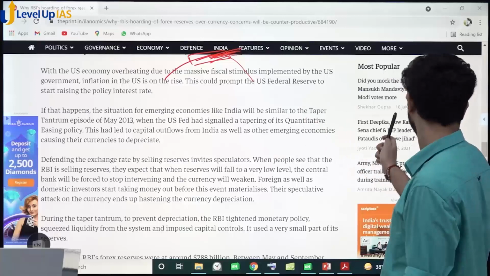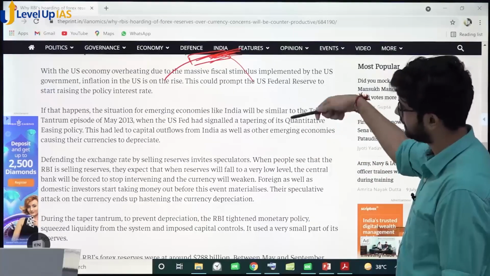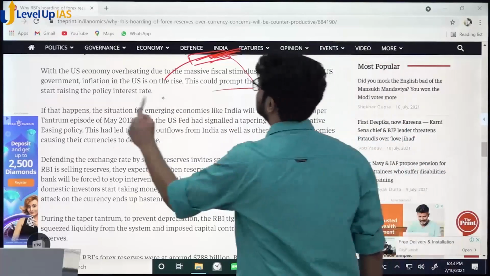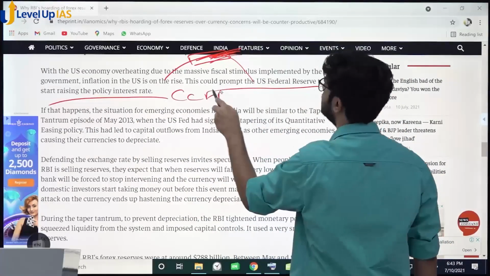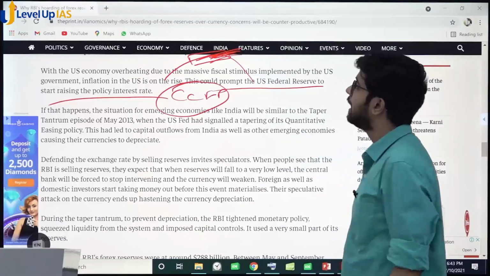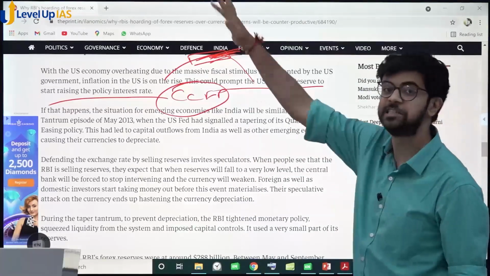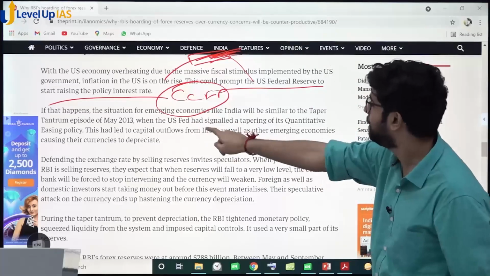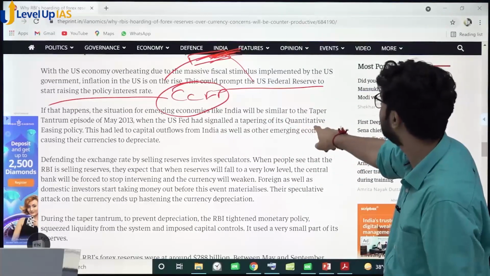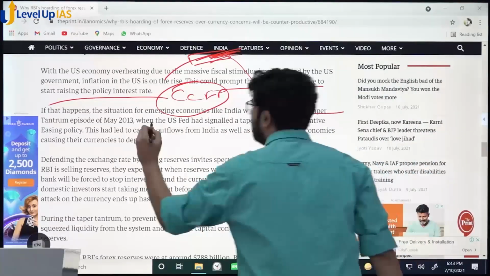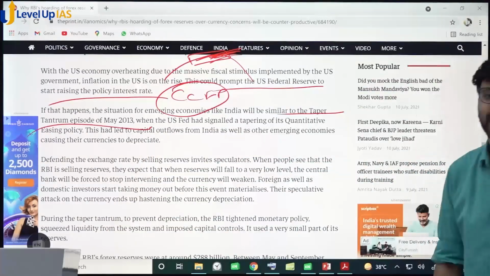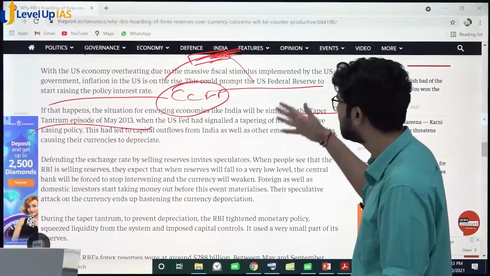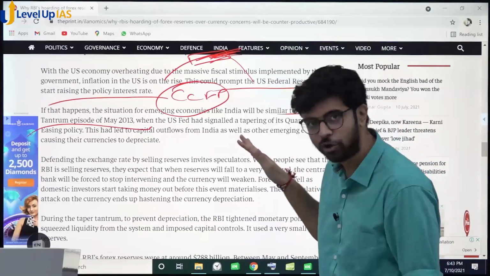This could prompt the US Federal Reserve to start raising the policy interest rate. I hope you know counter-cyclical fiscal policy. Okay? If that happens, what will happen if they start raising interest rate? I hope I know where the article is going. If that happens, the situation for emerging economies like India will be similar to taper tantrum episode of 2013. I love this article because this has all the terms which we have used till date, many terms which we know. There is nothing which we did not know.